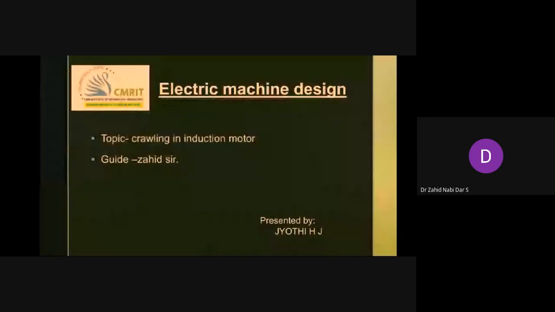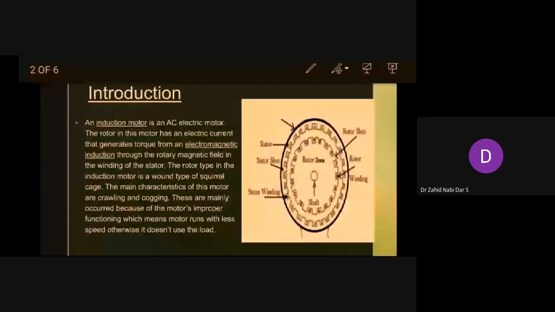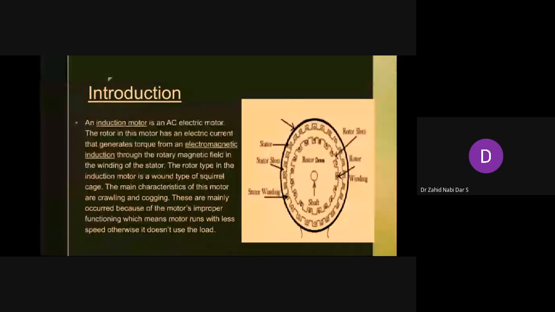Good morning, all. Today I am going to explain crawling in induction motor. As we can see in the picture, this is an induction motor block diagram. An induction motor is also an AC electric motor. Here we are having the stator and the rotor, and they have slots. When we apply the three-phase supply to this motor, a rotating magnetic field will be produced, and that will cut the rotor winding. EMF will be produced in the rotor winding from Faraday's law of electromagnetic induction, and it generates torque.